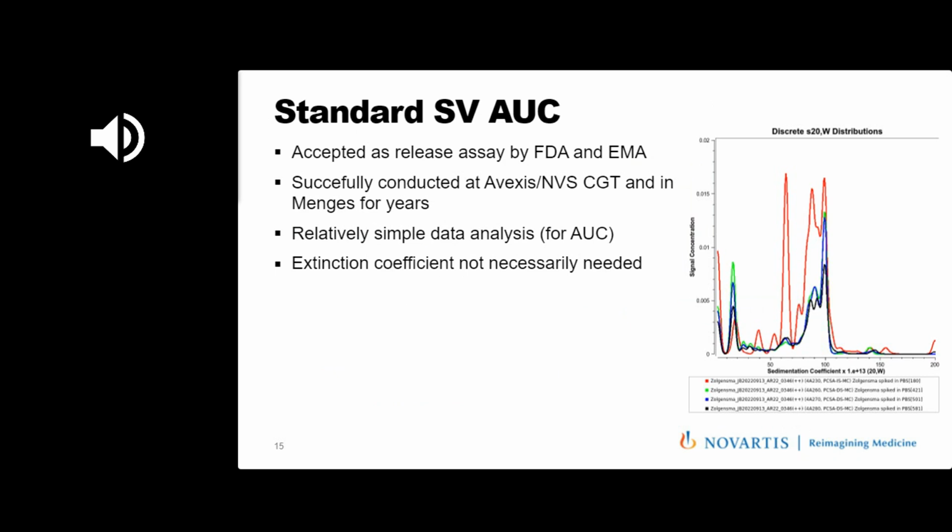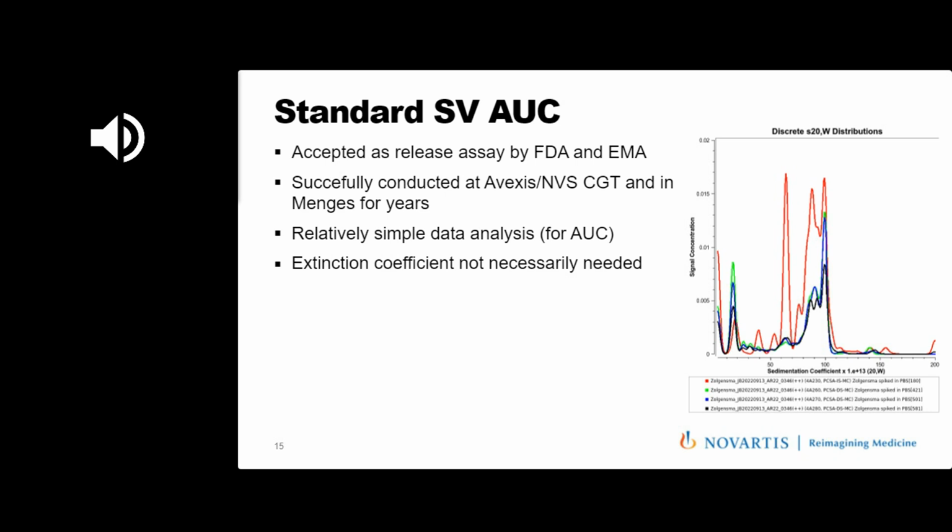If you look at the standard sedimentation velocity experiment, which we have been conducting at back then Avexis and then Novartis cell and gene therapy, in Mengeš in Slovenia, for example, you see here in this panel the sample I've described to you. It's a Zolgensma product spiked with a certain amount, roughly 20% based on the A230 trace, with just empty particles from the purification process.